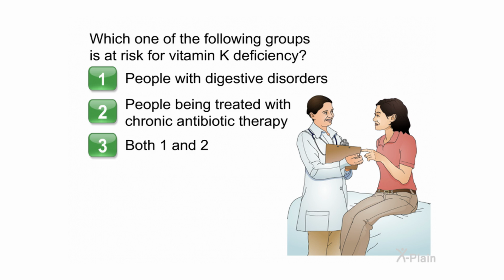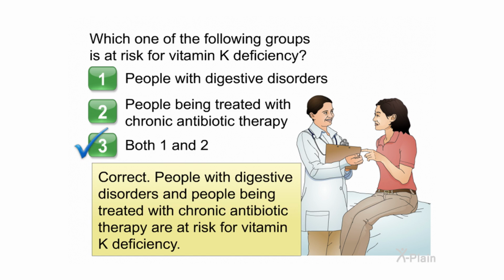Which one of the following groups is at risk for vitamin K deficiency? Choose one of the following options. 1. People with digestive disorders. 2. People being treated with chronic antibiotic therapy. 3. Both 1 and 2. Correct. People with digestive disorders and people being treated with chronic antibiotic therapy are at risk for vitamin K deficiency.